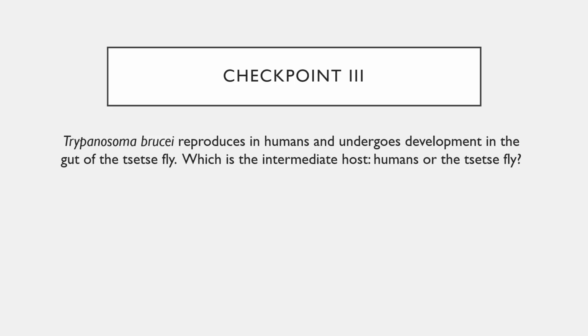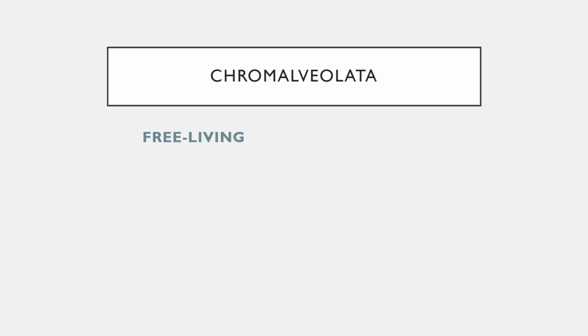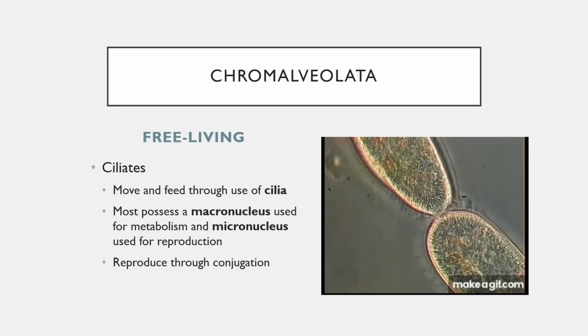So now we're on to our next supergroup. We are on supergroup 2 of 3 that we will consider, which is Chromalvulata. Chromalvulata has both free-living and parasitic members. One noteworthy free-living member are the ciliates.